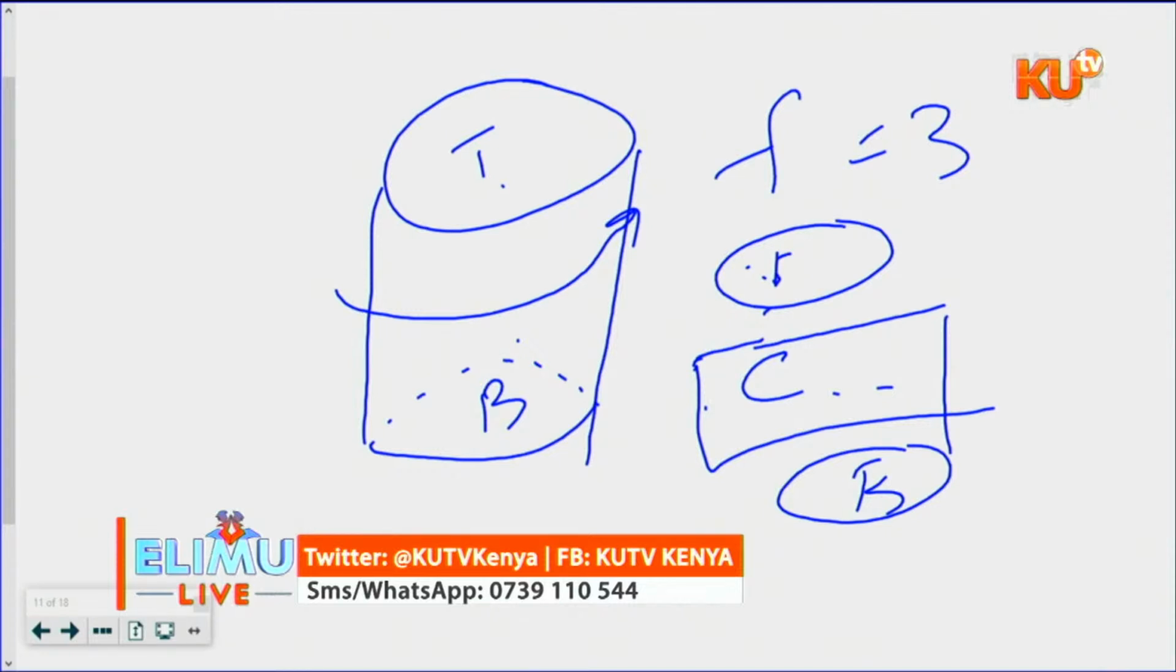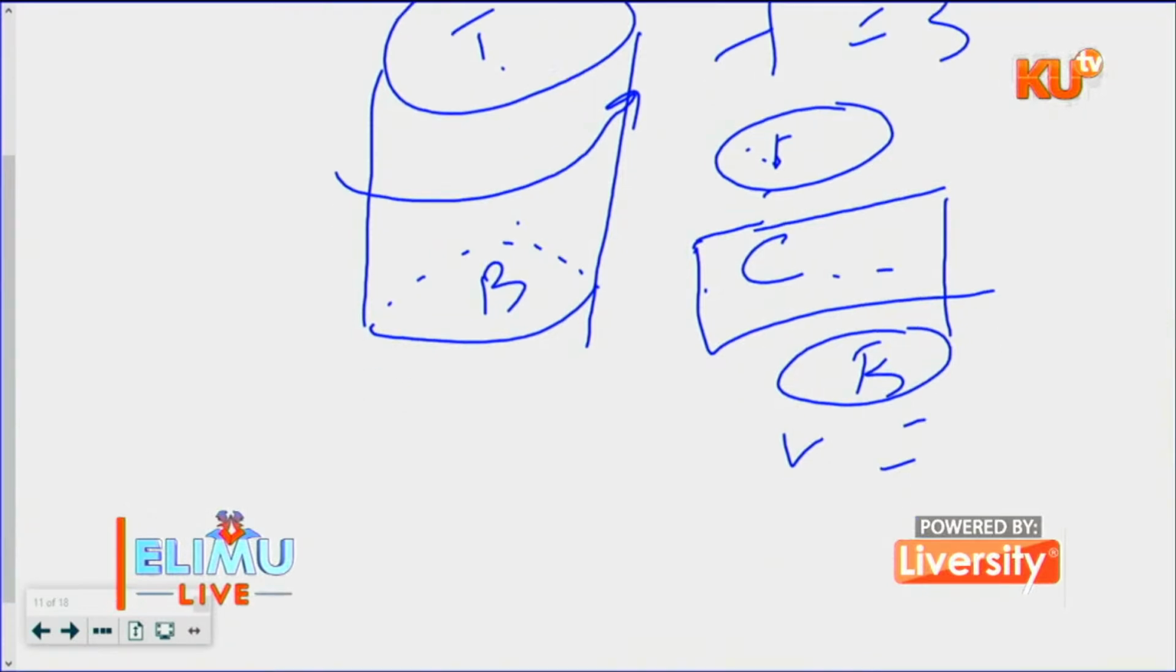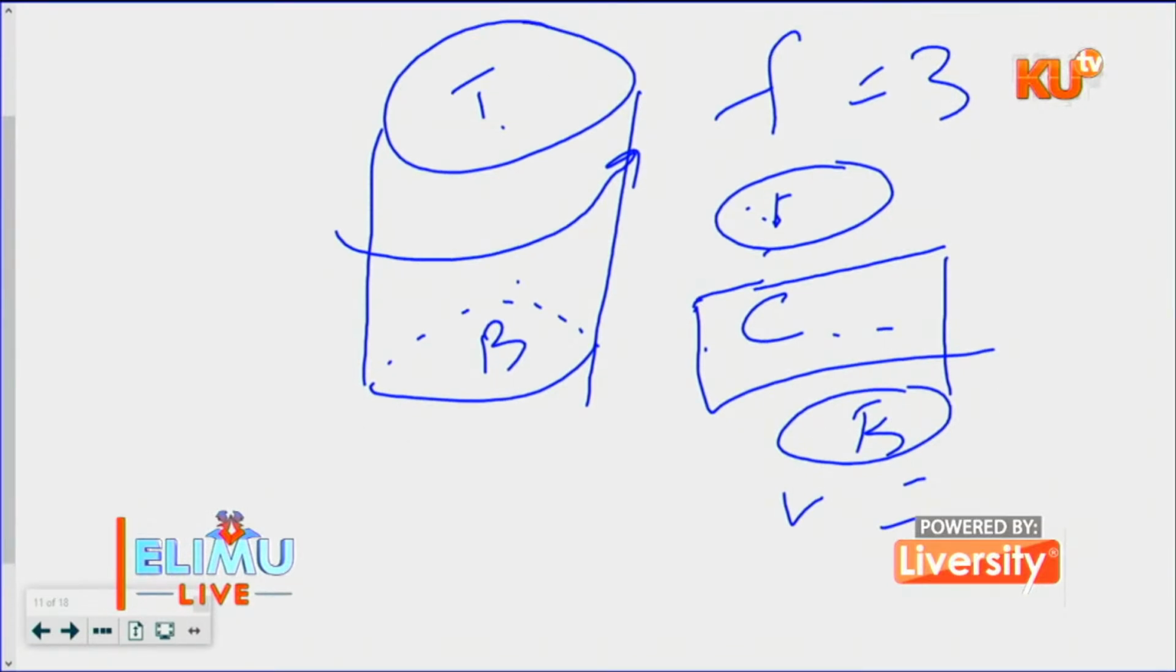We have 3 faces. Let's come to the vertices. First of all, what is a vertex? A vertex is where 2 or more faces meet.